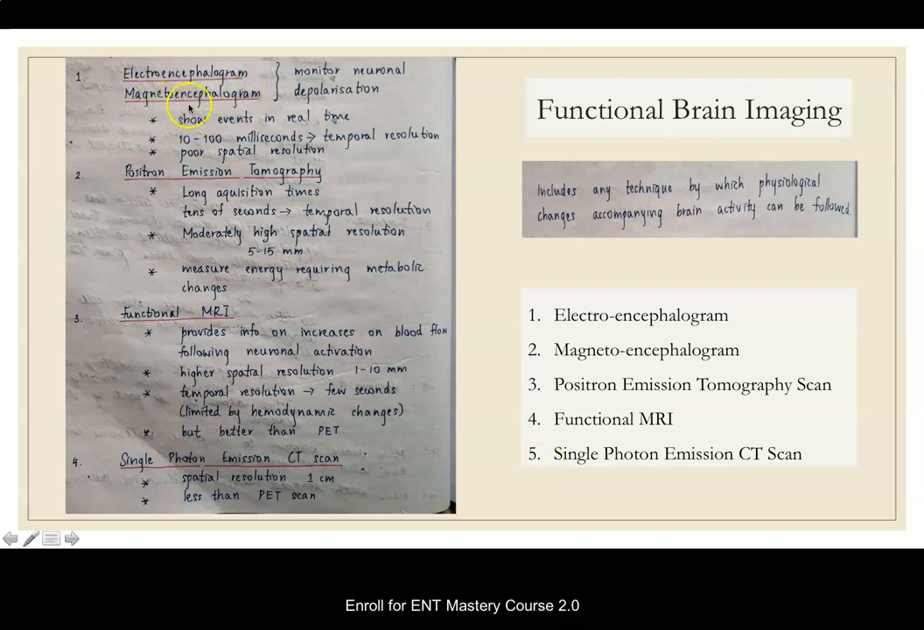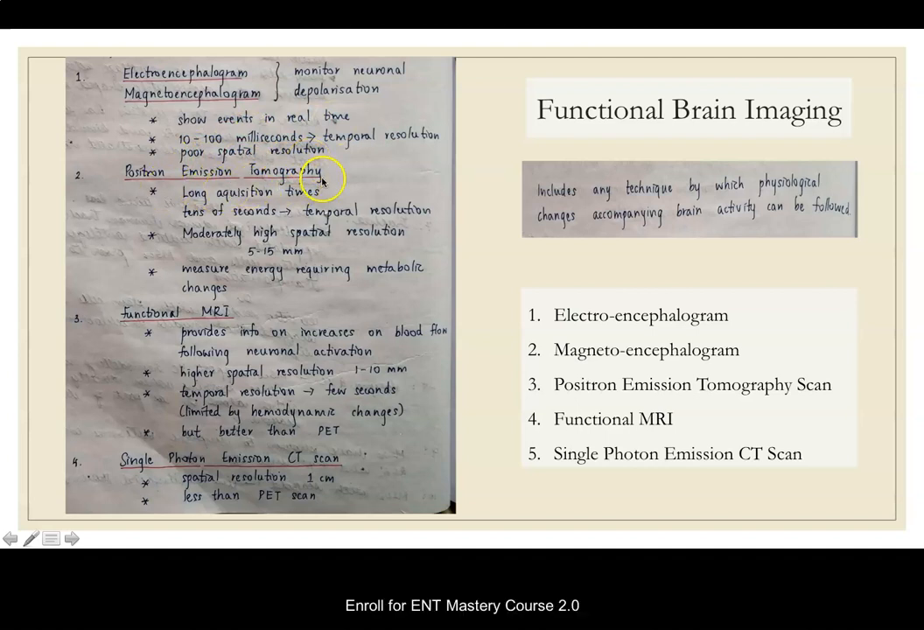Electroencephalogram and magnetoencephalogram monitor neuronal depolarization. So they have 10 to 100 milliseconds, the best temporal resolution. These show events in real time, but they have a very poor spatial resolution.